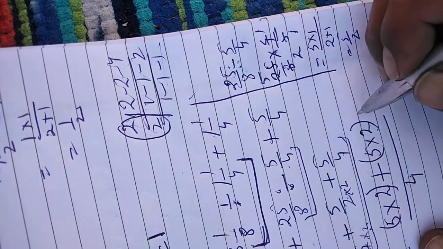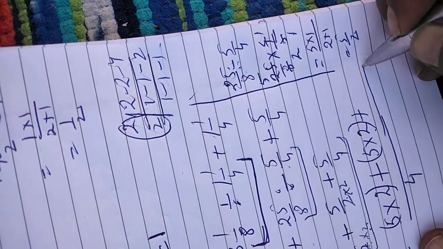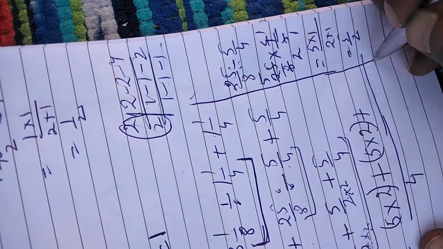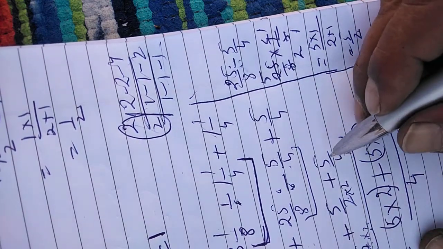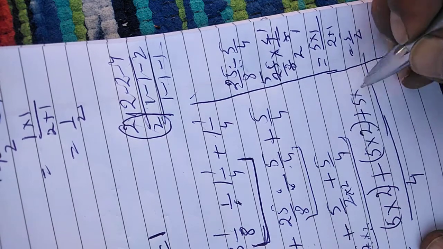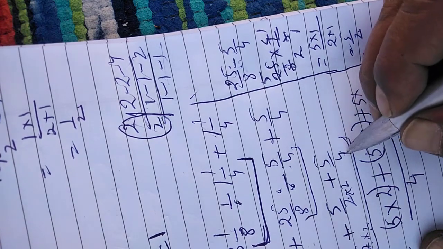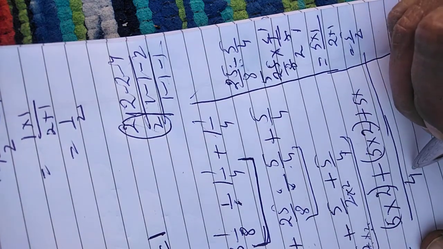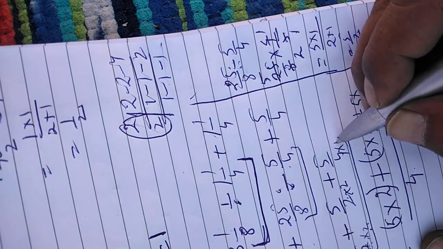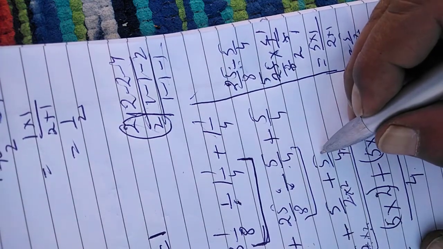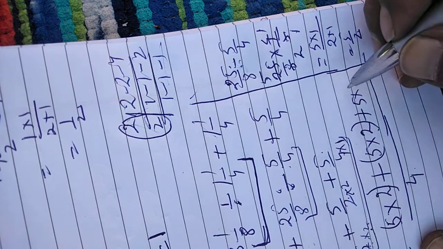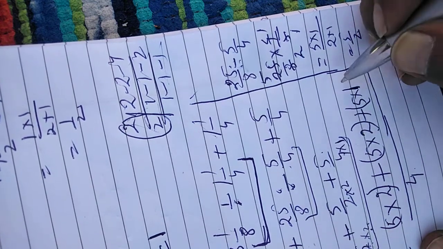Then plus, here numerator is 5, multiply. Now recite the table of 4. In the table of 4, when will this 4 come? When you multiply by 1. 4 1s are 4, so you will multiply this numerator by 1.